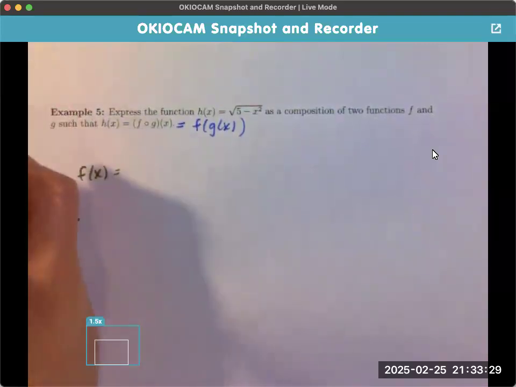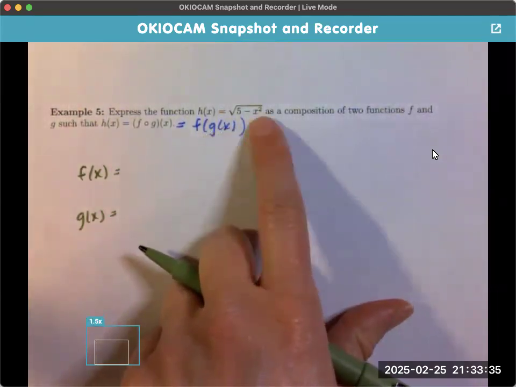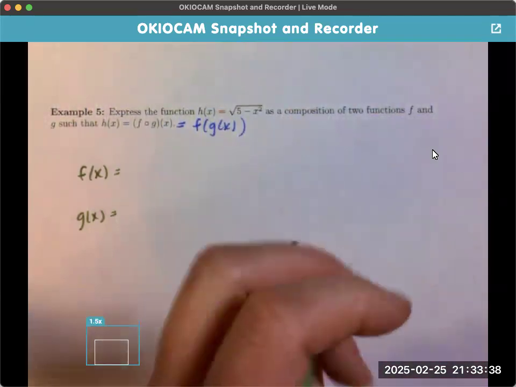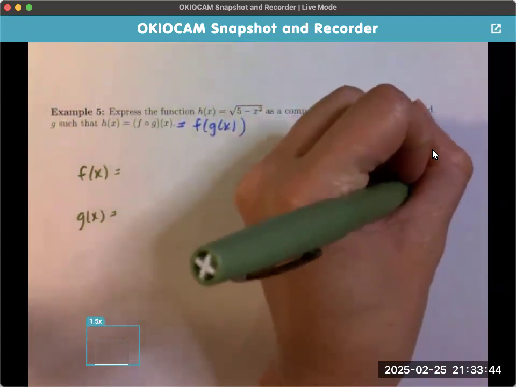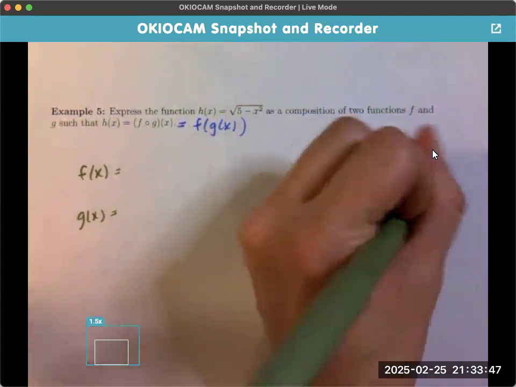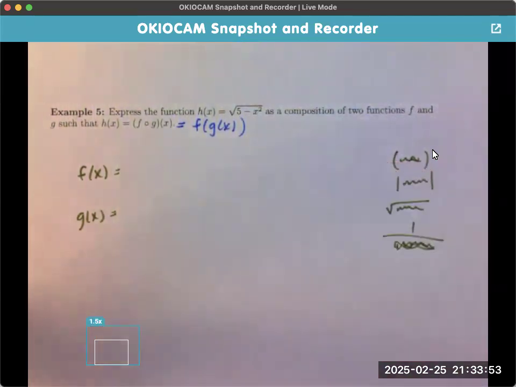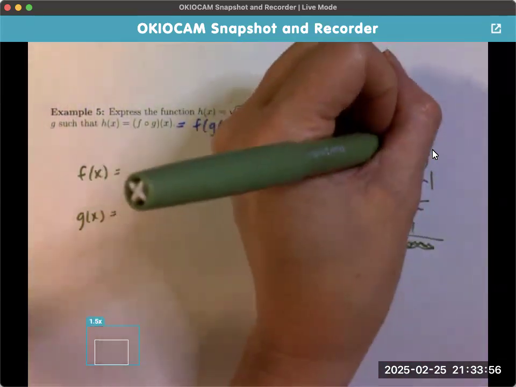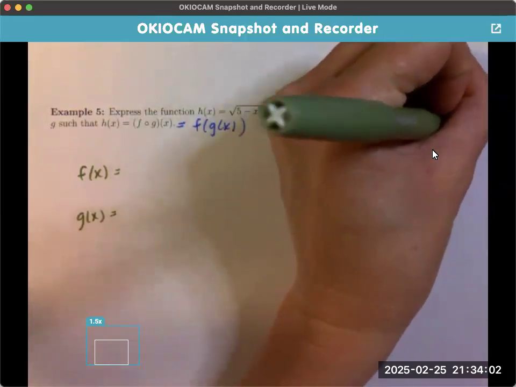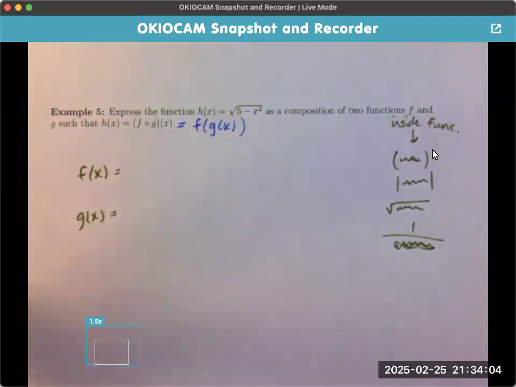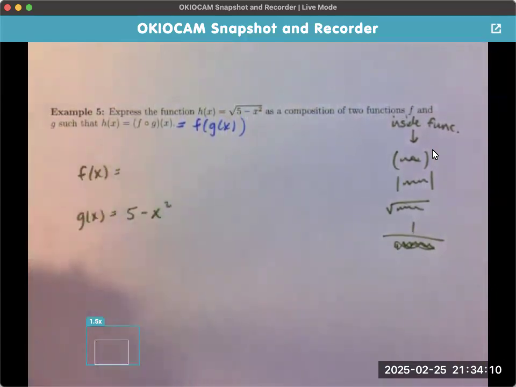So if y'all are going to tell me what's f and what's g, look here, and the inside function generally is inside of something, okay? It's inside of parentheses, inside absolute value bars, inside a square root. It might be inside a denominator or be the denominator, but these are your good examples for your inside function. So with that, what do you think g is? What's inside? Hopefully you said 5 minus x squared.